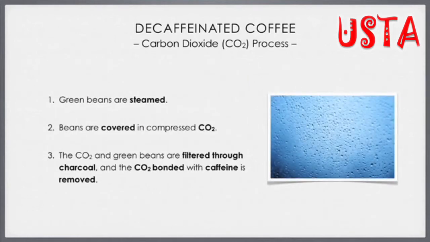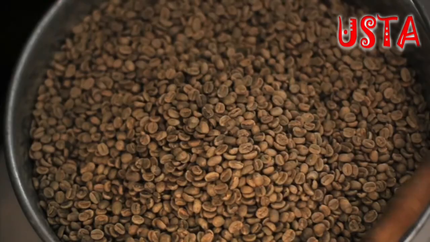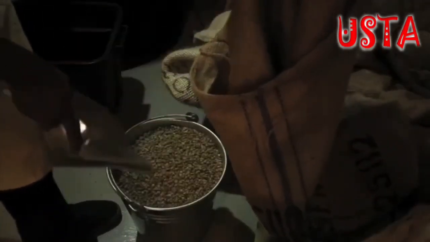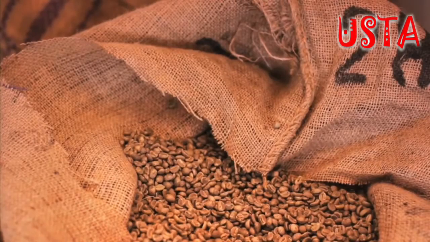Firstly, the green beans are steamed to open their pores. Then, the green beans are covered in compressed carbon dioxide. The compressed carbon dioxide and the green beans are then filtered or percolated through activated charcoal, which removes the carbon dioxide which is bonded with the caffeine. The flavor substances never leave the green bean. Only the caffeine leaves the bean. So no reabsorbing needs to take place. This is a very quick look at the 3 processes that are used to decaffeinate coffee. They are effective in removing caffeine from the coffee bean.